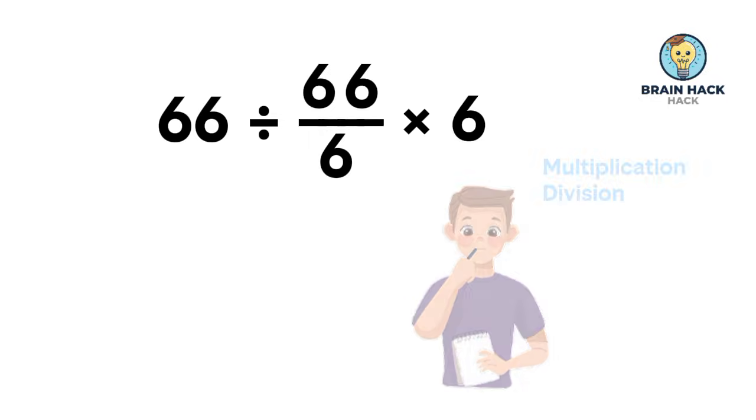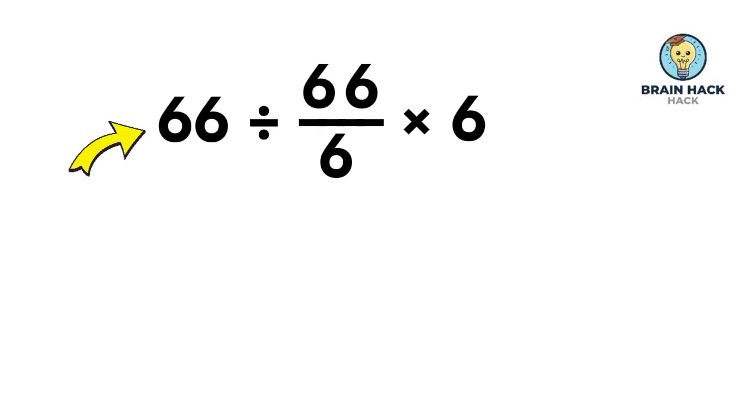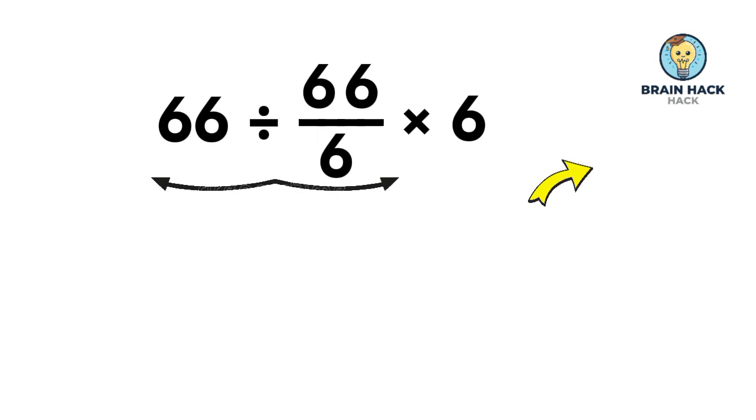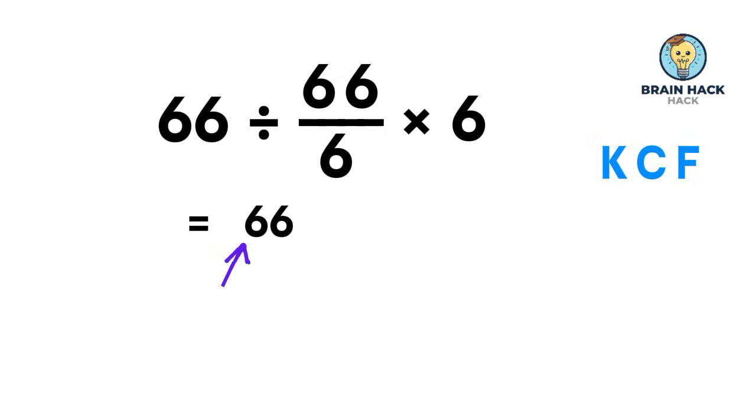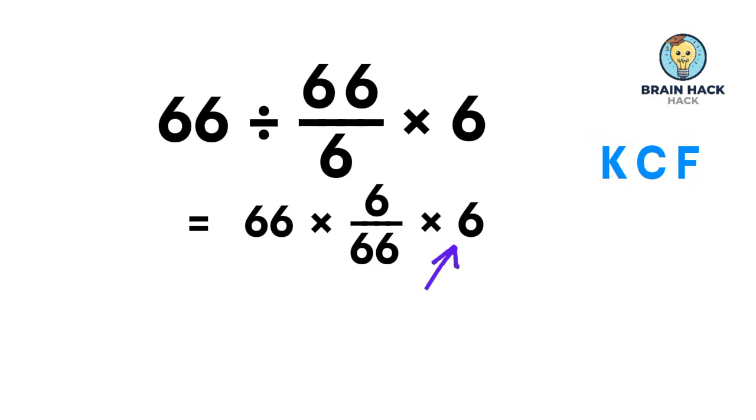We start again. 66 divided by 66 over 6 times 6. Left to right means the first thing we must deal with is 66 divided by 66 over 6. Now here comes the fun part. The classic KCF idea. Keep, change, flip. Keep the first one exactly as it is. Change division to multiplication. Flip the second fraction. So now this becomes 66 times 6 over 66, then times 6.